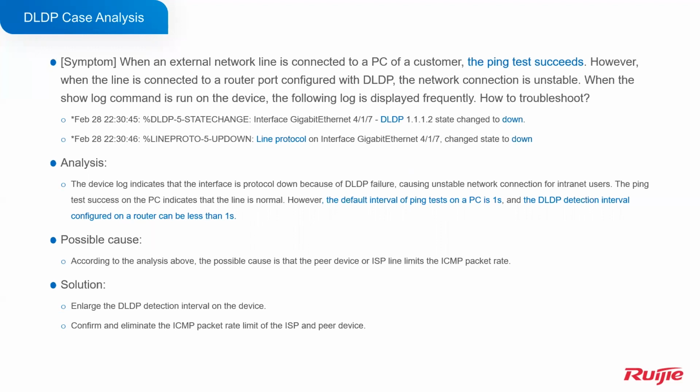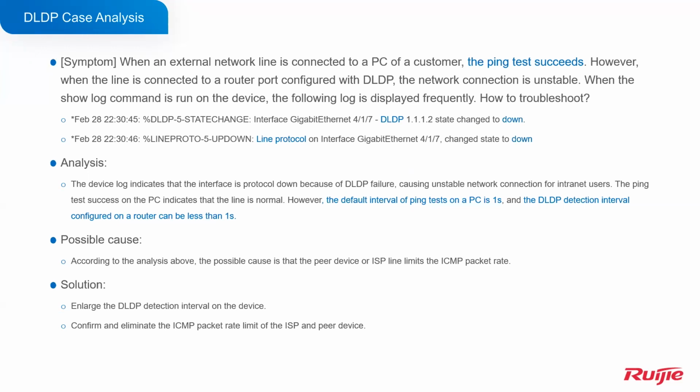So here you should think about it. If we use a PC, the connectivity is proper. But if we use a router which is running DLDP, the connection is unstable. So what's our problem? Later we will see it.